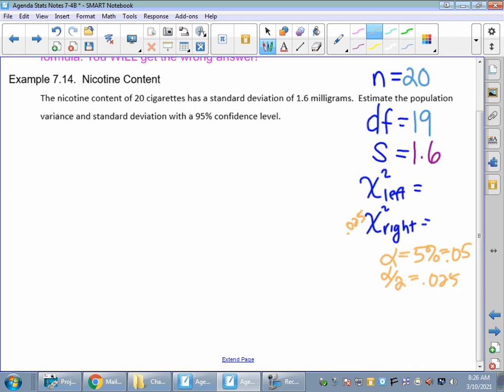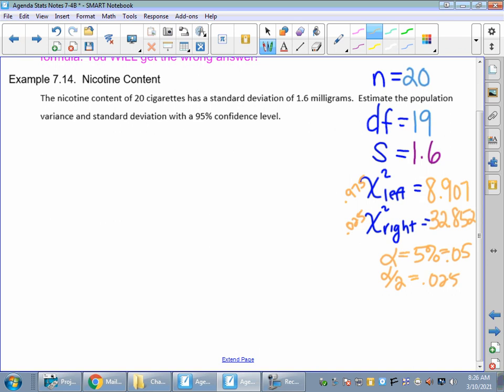Subtract that from 1, so I'm going to look up a 0.975 when I find my chi-square left. Using degrees of freedom of 19, it looks to me like 8.907 for my left, and a 32.852 for my chi-square right. Let me know if I'm wrong on those numbers, but it looks like those guys are good.